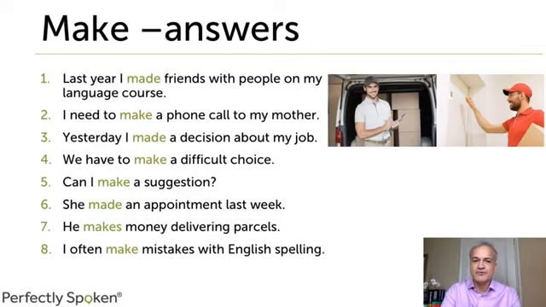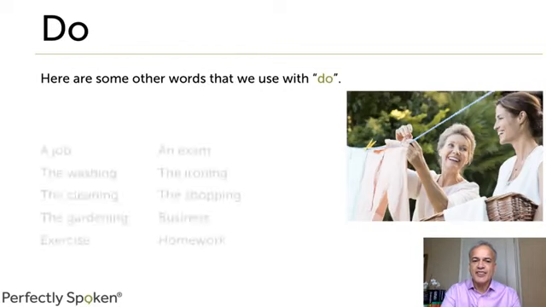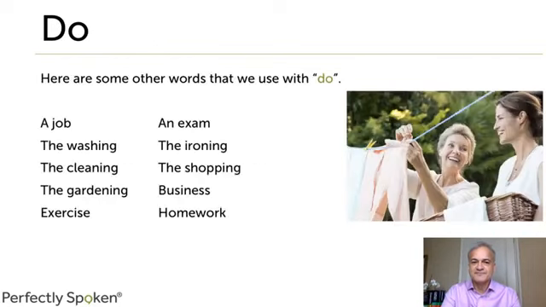Okay, more examples. This time with do. Here are some other words we use with do. Do a job, do the washing, do the cleaning, do the gardening, do exercise, do an exam, do the ironing, do the shopping, do business, do homework. Notice normally, if it's ing, washing, cleaning, gardening, ironing, shopping, we use do the.